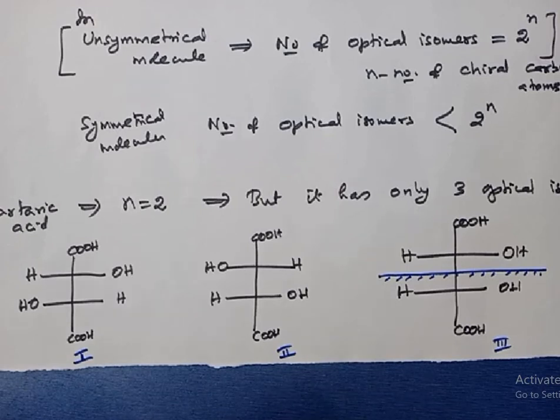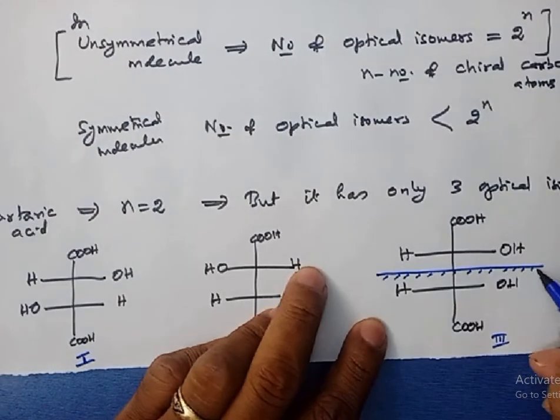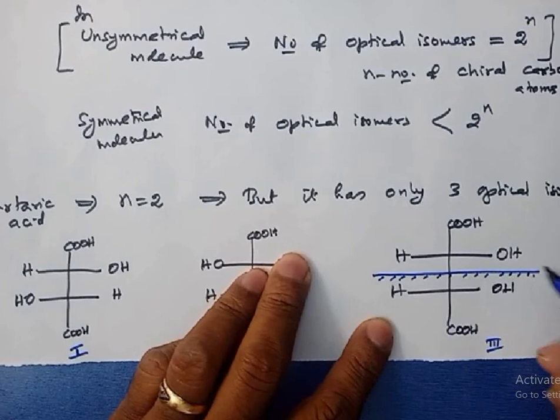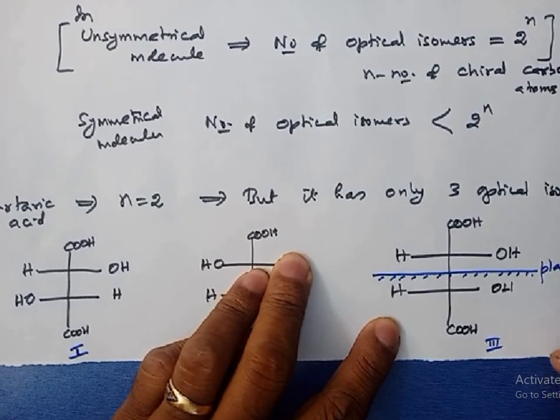In a molecule, if you divide it using a mirror plane into two equal halves, we call this imaginary plane the plane of symmetry.